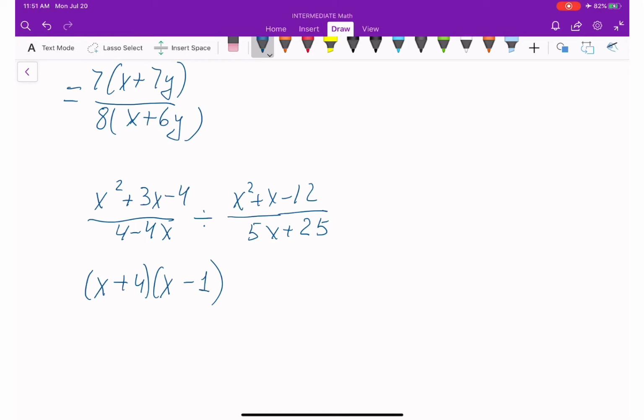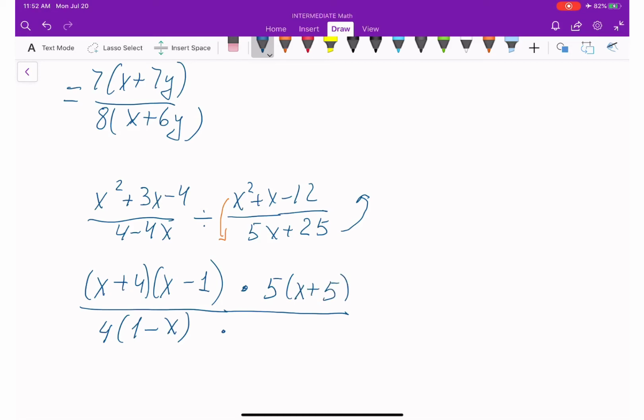You can watch the video who needs to learn factoring. There is a factoring x squared plus bx plus c. Okay, and here we take common factor out, 4 take out, 1 minus x. Divided, well, I'm going to flip anyway, so might as well multiply. So this 5x plus 25 will come on the top, and x squared plus x minus 12 will come to the bottom. So 5x plus 25, I'm taking 5 out, and I will have x plus 5.